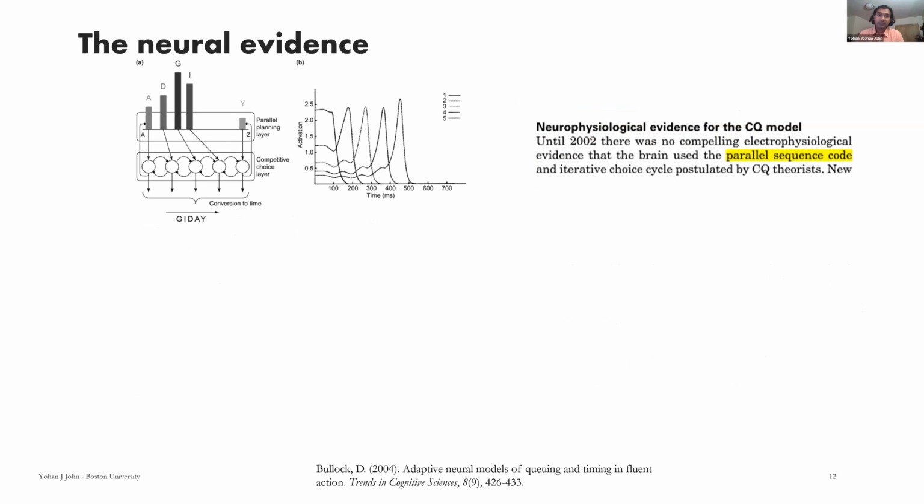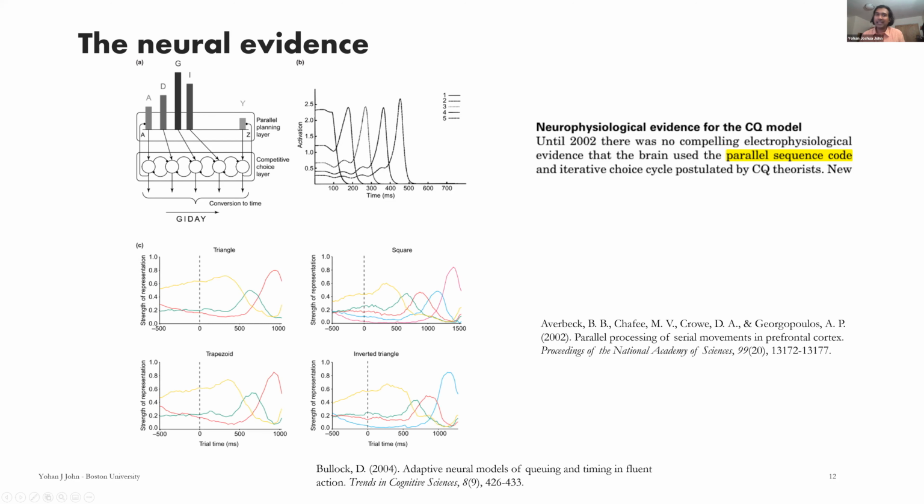So now there's a lot of neural evidence. In this Bullock review from 2004, he says that until 2002 there wasn't really any compelling evidence for this sort of thing. This is a simulation from Boardman and Bullock to show precisely this. This is the competition layer. As you're running it, the first element gets excited, then it shuts itself off. Next one, so you run through the sequence. And I guess they got data that just couldn't be better.